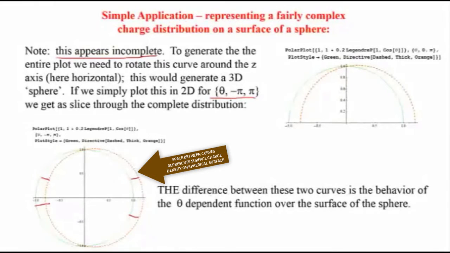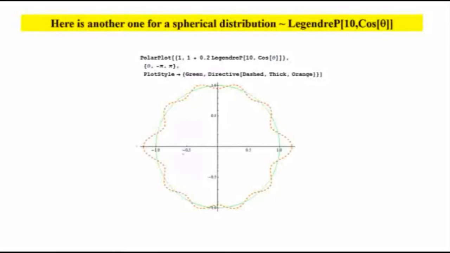The difference then between these two curves is the behavior of the theta-dependent function over the surface of the sphere, and that's what I mean by these deviations right here. Here's another one. This happens to be taking the 10th order Legendre polynomial, and I've done the same thing. I've used the same amplitude. And what you see is that you have a distribution that wiggles because that's the 10th order Legendre polynomial behavior.